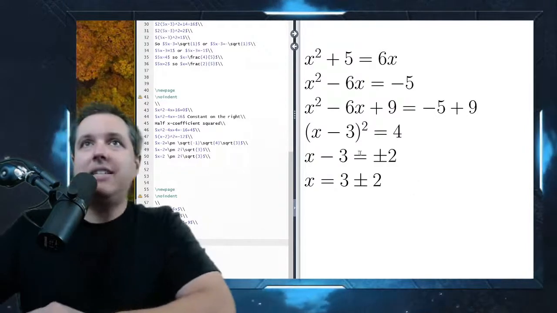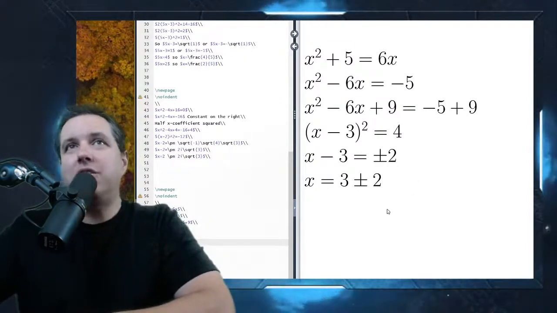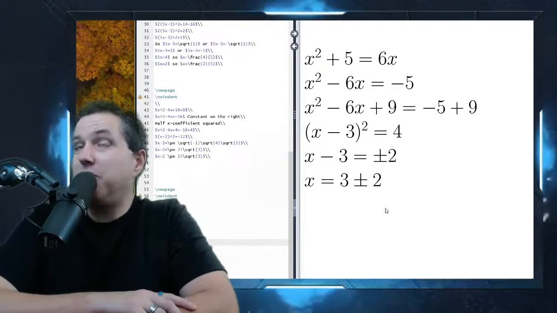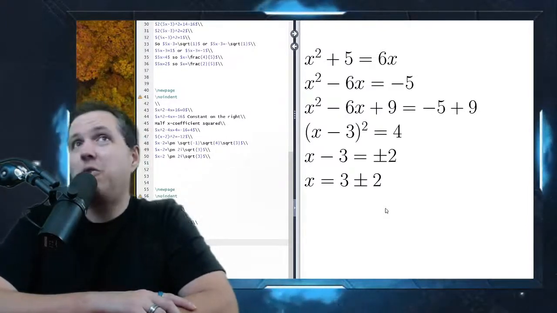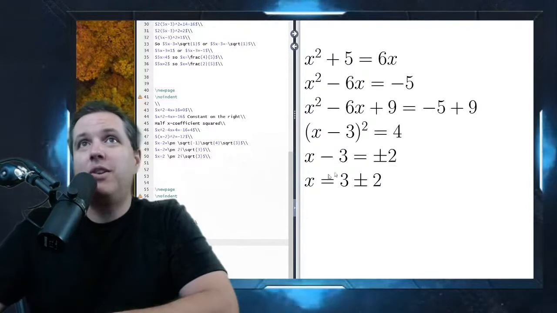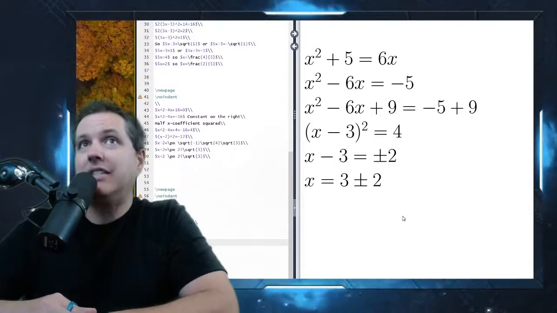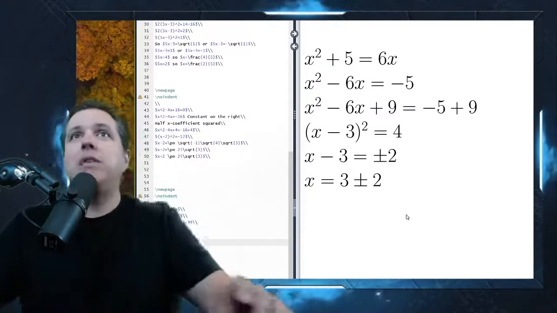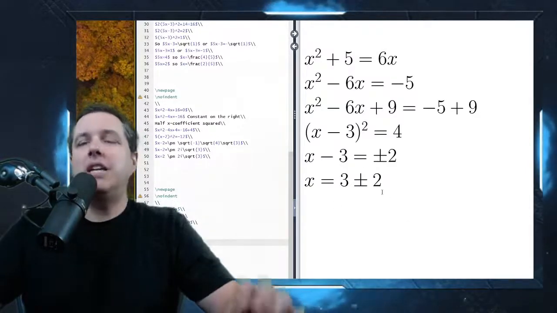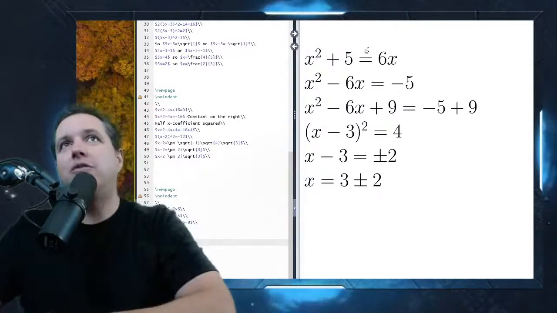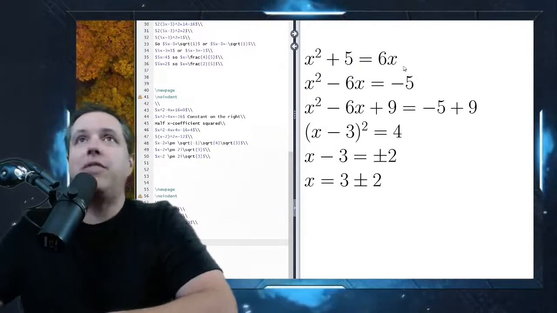Now, in this case, you never leave an answer as 3 plus or minus 2, because you know what 3 plus 2 is and you know what 3 minus 2 is. So is this the simplest form? No, it would make more sense to just say 5 and 1 being the answers. So when you get a nice integer answer like 5 and 1, that means we could have factored this from the beginning, but I kind of warned you about that.